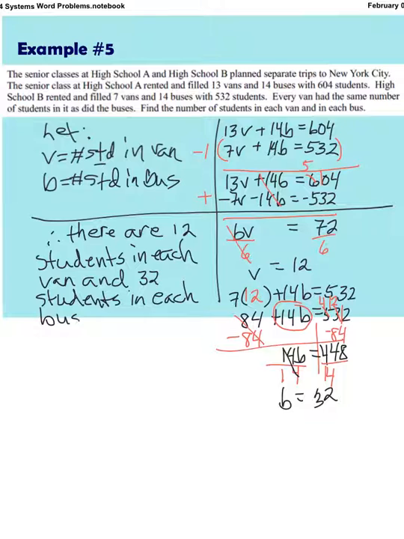Now you always need to look at your answers to see if they're reasonable. It would be unreasonable if my answers here had been decimals or fractions, because you can't have partial people, or if they had been negative, because you're not going to have a negative number of people. And I would expect that there would be more students in a bus than there is in a van. So it's very reasonable. Let's look at our very last question.